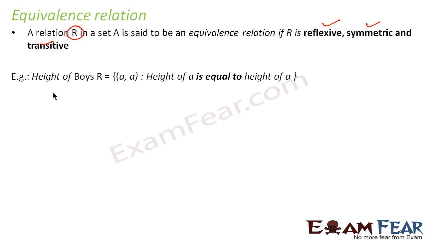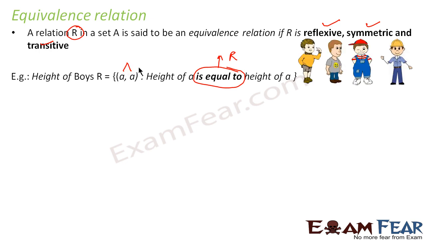For example, height of boys. If I am saying height of boys is equal to relation, please note the relation here is equal to relation. So I am saying height of boy A is equal to height of boy A, then this is true. This is reflexive. Why? Because in reflexive I told you A will be compared with A. So A is equal to A. Correct?